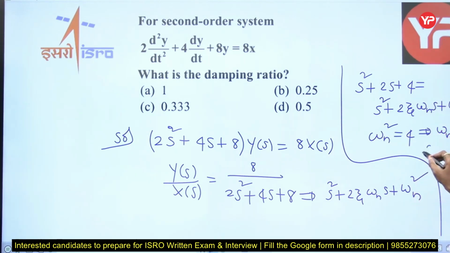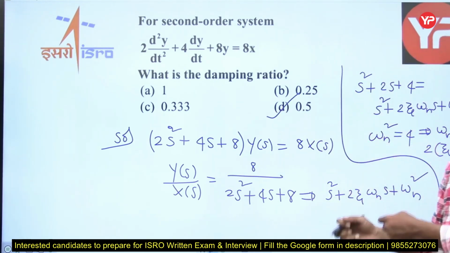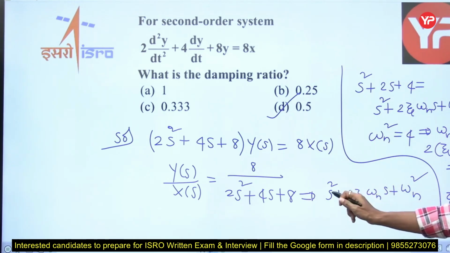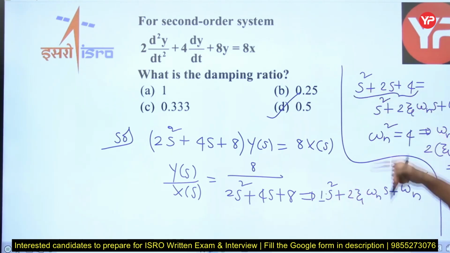Now 2 zeta omega n, we don't know zeta, omega n is 2, that is equal to 2, 2 gone, zeta is equal to 1 by 2, that is 0.5. It is not having any units. Option is D. Just comparing with the standard equation, but standard is having coefficient of 1. Therefore, yours also must become coefficient of 1. That's why we took 2 common and cancelled it, right?